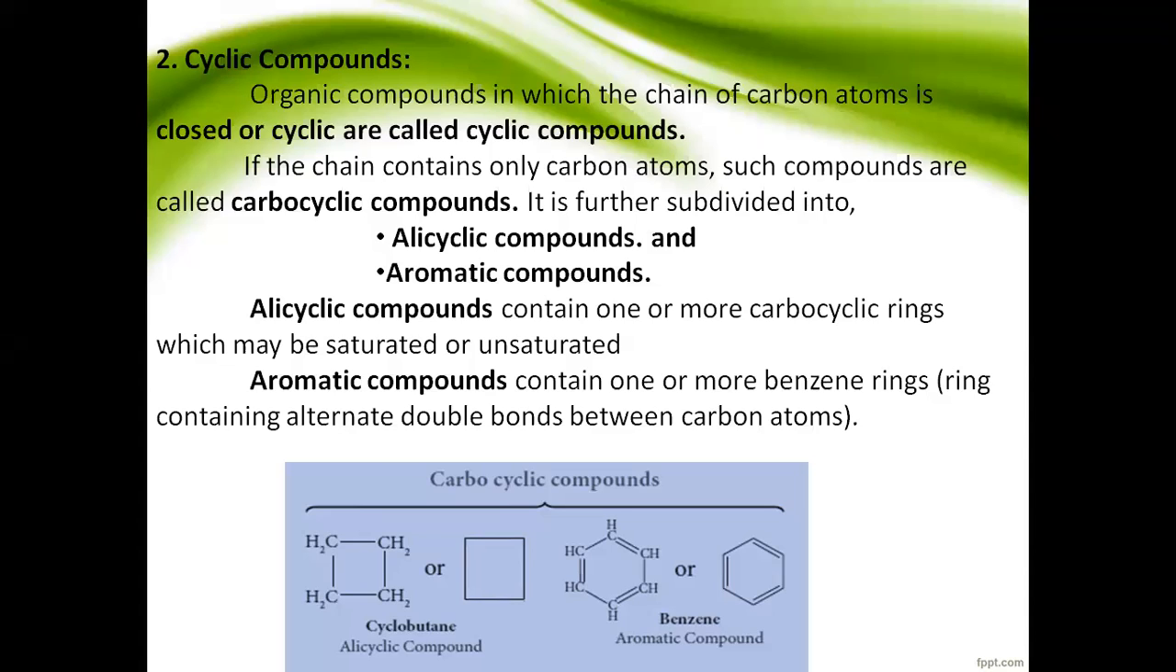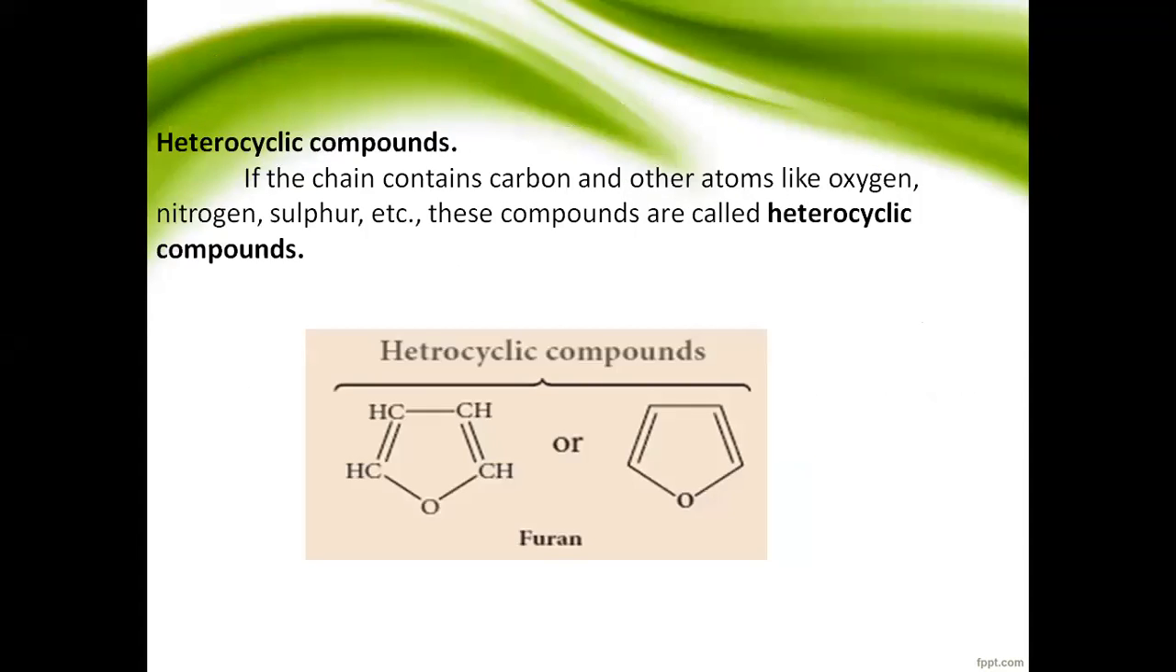Okay, next, cyclic compounds are divided into two types, that is carbocyclic and heterocyclic. Carbocyclic only contains carbon atoms, but heterocyclic means that it contains carbon and other atoms like oxygen, nitrogen, sulfur, etc. These are called heterocyclic compounds. Example, furan. So this is the example for heterocyclic compounds. Why is this called heterocyclic? Because it contains an oxygen atom and carbon atoms.